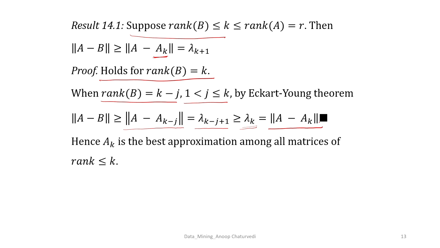So, this simple proof gives that A k is the best approximation among all matrices of rank k. So, to approximate A, suppose you are interested in obtaining a rank k approximation, then it is provided by A k.